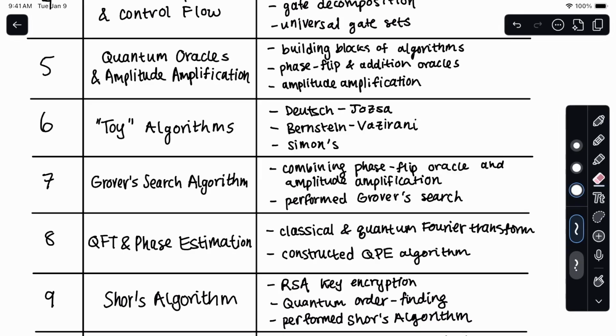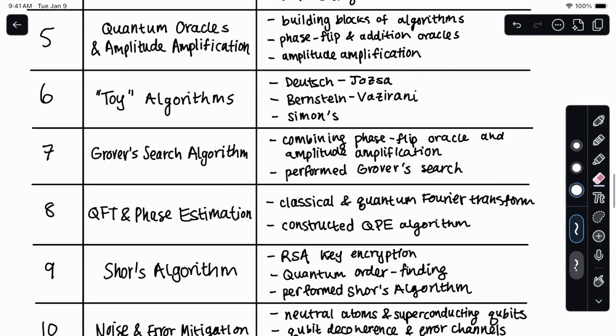And then Simon's algorithm is the first kind of period finding thing that we did, where you have some periodic function and you're trying to find the period of it. And this one kind of served as inspiration for Shor's algorithm, which we learned later on.